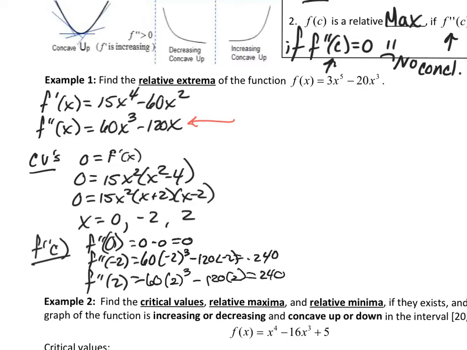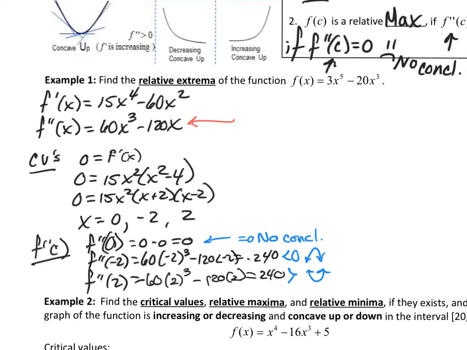Okay, so now we need to make a decision. This one is equal to 0. No conclusion, we can't do anything with it. This one's less than 0. Less than 0 means it can't hold water, it faces down. We have a relative max. And the last one, greater than 0, does hold water. We have a relative min there.